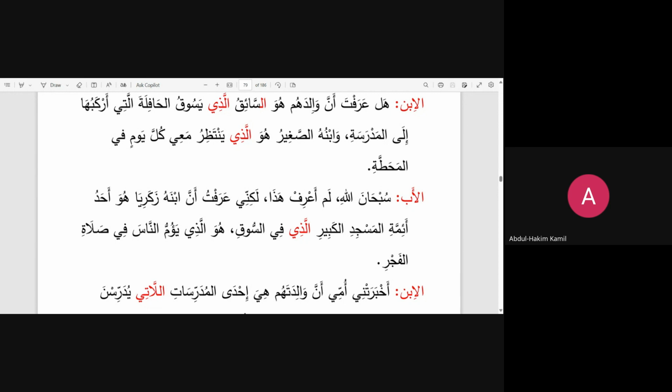So what is he saying? He's saying, I didn't know that, but I knew that his son Zakaria was one of the imams at the big masjid, which is in the market. Masjid Al-Kabir Al-Ladhi Fi Souq. Wa huwa ya ummu an-nas. What does that mean, ya ummu an-nas?